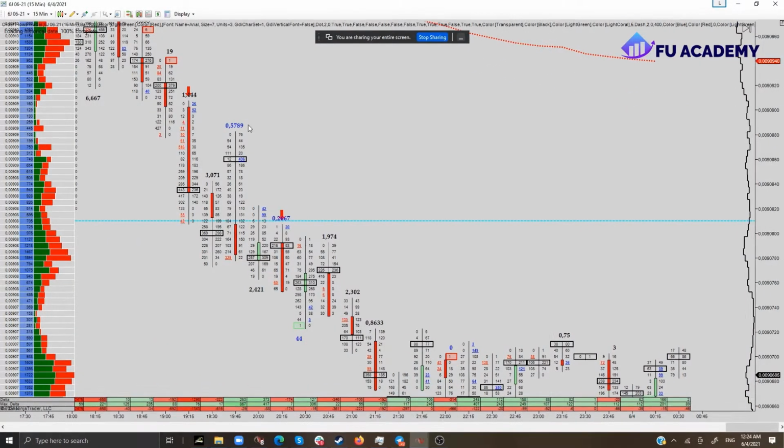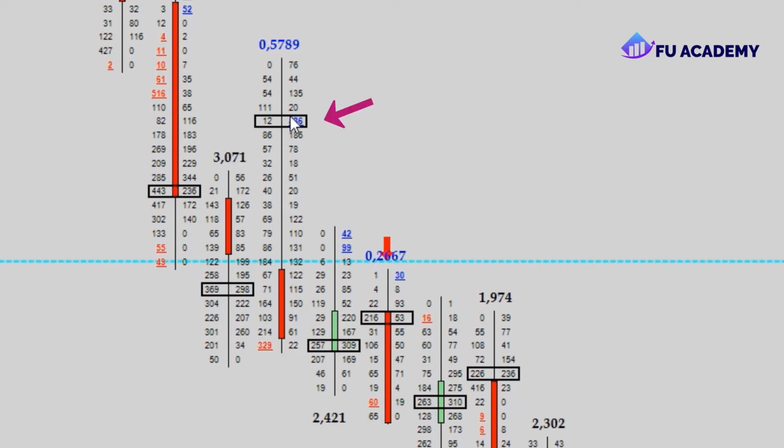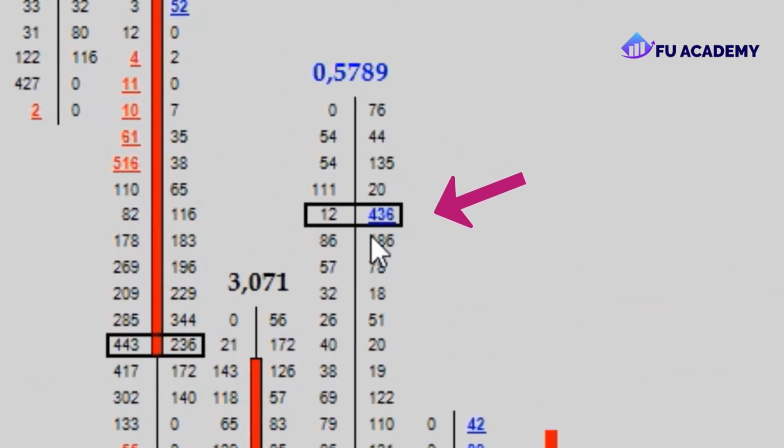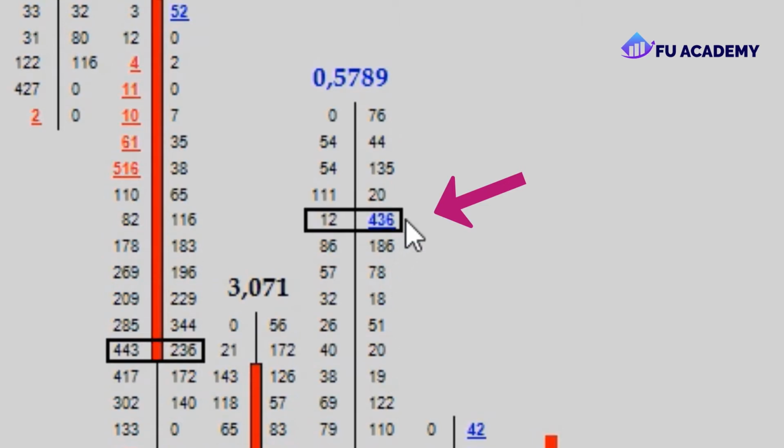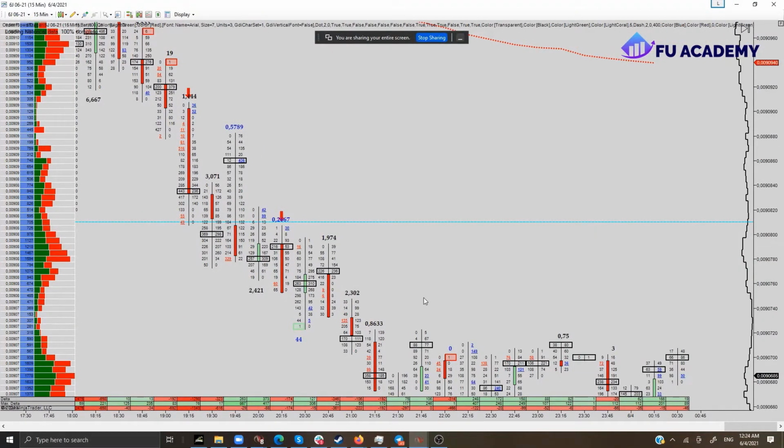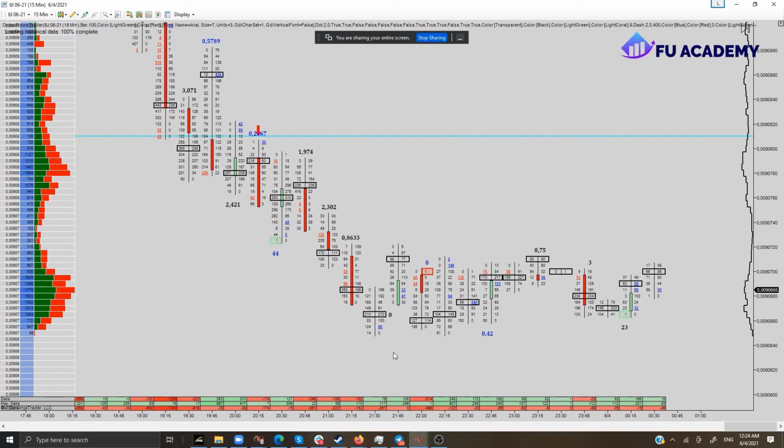If you see this candle, just look at this candle. This 436 lots contracts, this is a bullish, this is a buying imbalance, right? Because this is a blue number and it is appearing at the top side of the wick, but the candle closed bearish. So that means these many lots definitely got trapped. This is called buyer's trap. And when the buyers got trapped, the market dropped like this.